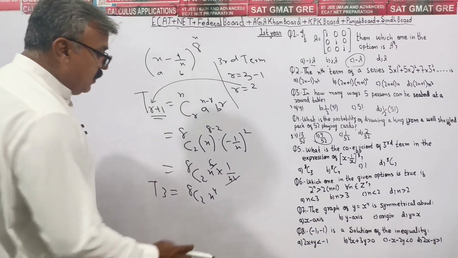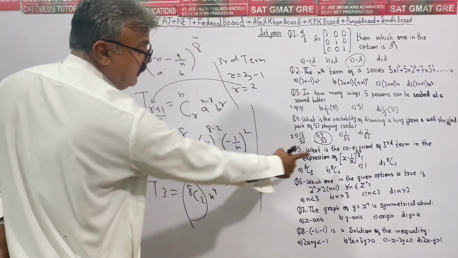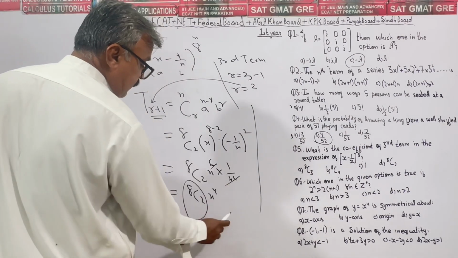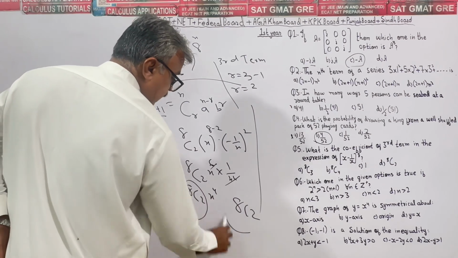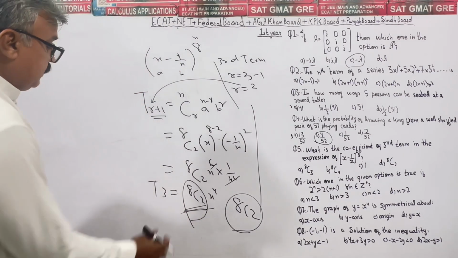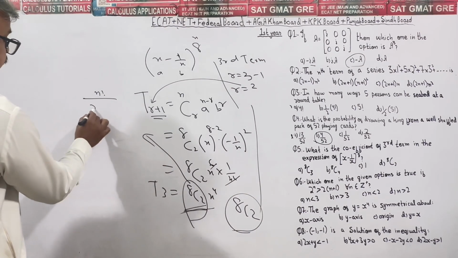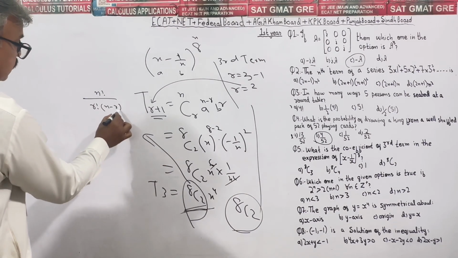But we are asked to find only its coefficient. Only its coefficient. And he has written the answer in coefficient form, in combination form. 8C2 is our coefficient. One can solve as well by n factorial over r factorial n minus r factorial.